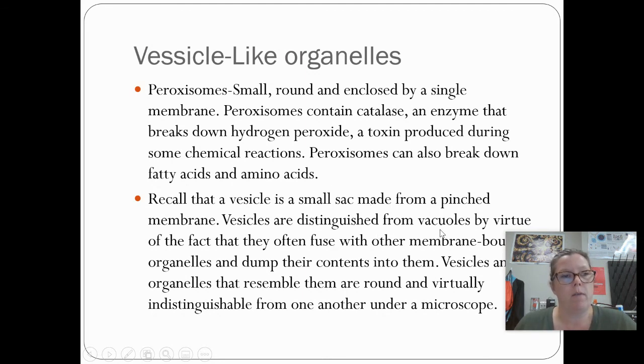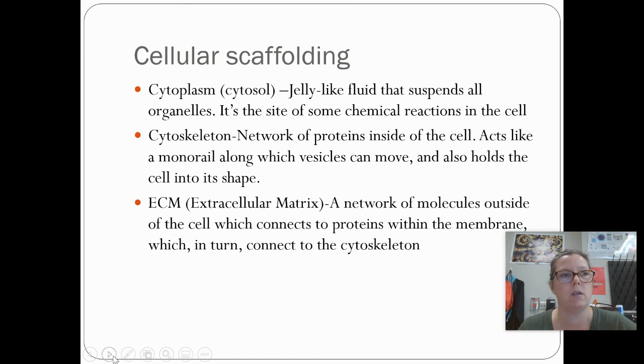Vesicles are distinguished from vacuoles, by the way, if you're trying to figure out what's the difference between a vacuole and a vesicle. Vacuoles tend to be for storage, and they tend to be permanent structures. Vesicles are not. They're usually pinched off from another membrane, and then they usually fuse to something else and disappear, so they're not permanent. Okay.